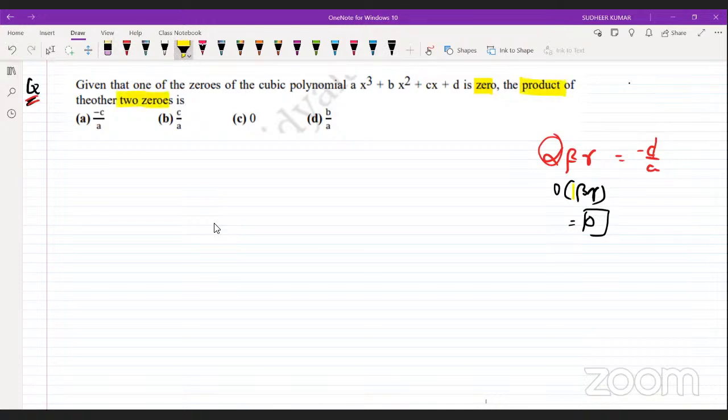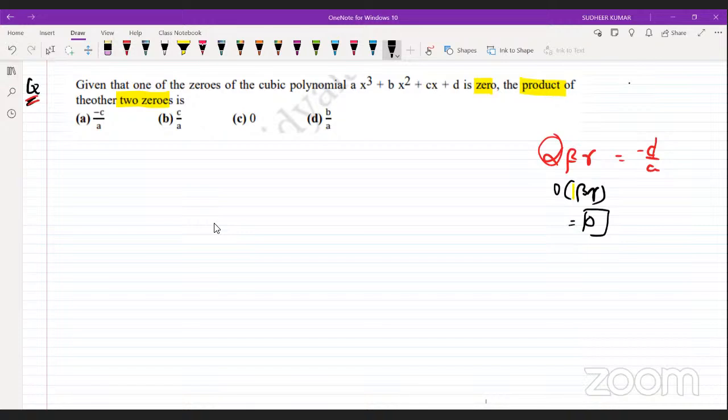But they ask the question: the product of the other two zeros. That means beta into gamma. If alpha is 0, we have to find the value of the product of beta and gamma. Directly if we substitute alpha as 0, the product will be 0, but we could not find the value of beta and gamma. So when this question is given, we should recall that.